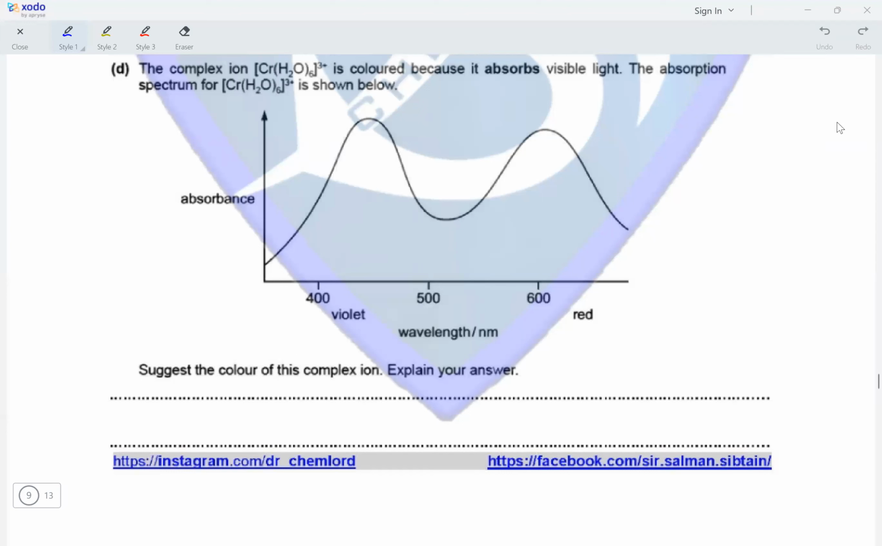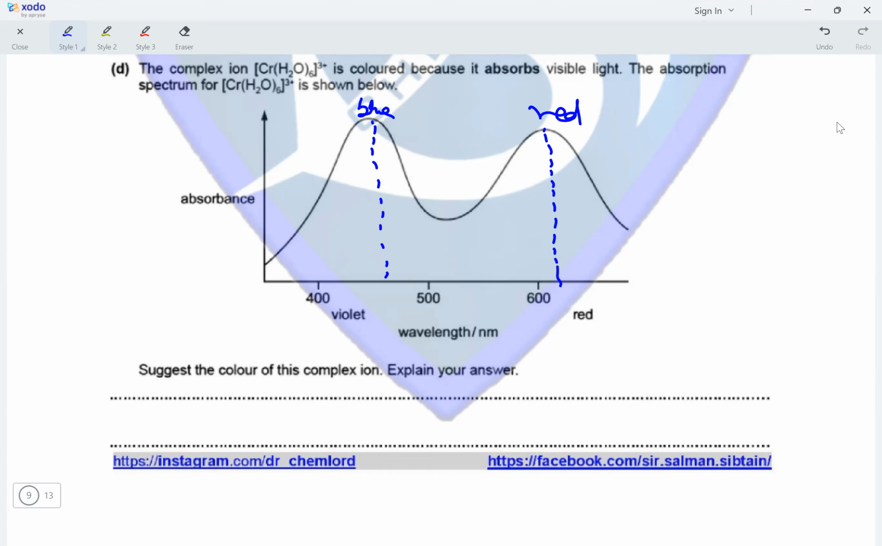Next, the complex ion [Cr(H2O)6]3+ is colored because it absorbs visible light. The absorption spectrum of [Cr(H2O)6]3+ is shown. So it absorbs in the, if this is violet over here, then this should be blue, blue region, and this is close enough to the red region. So it absorbs in the blue and the red region.